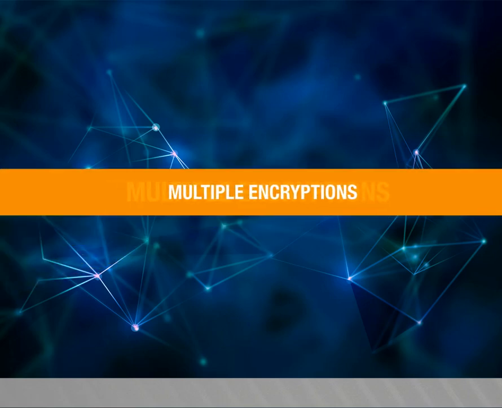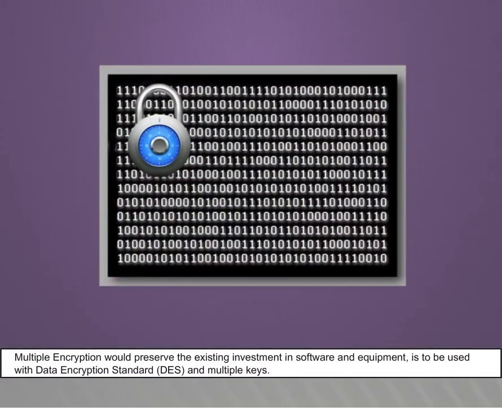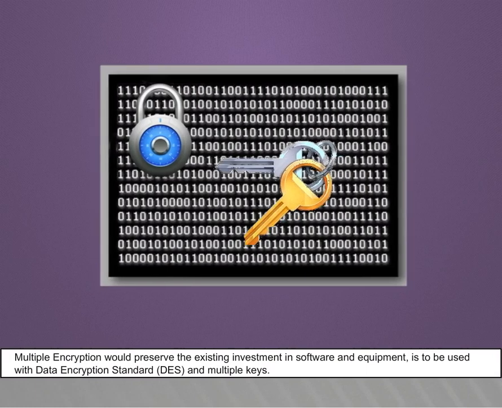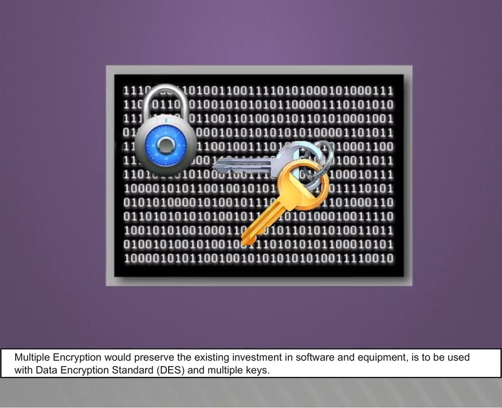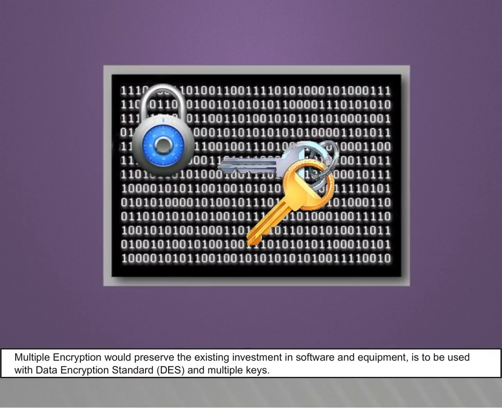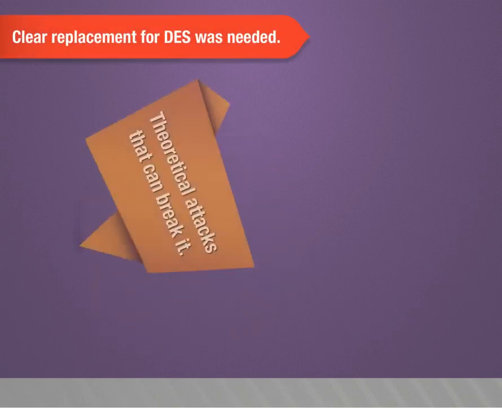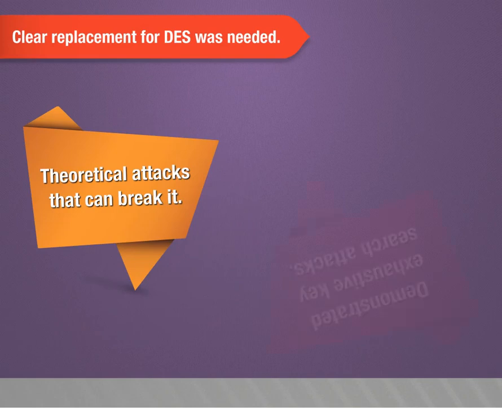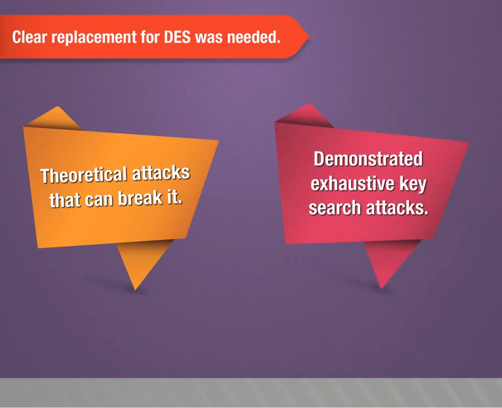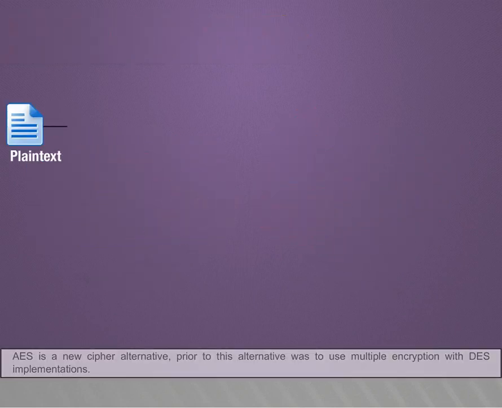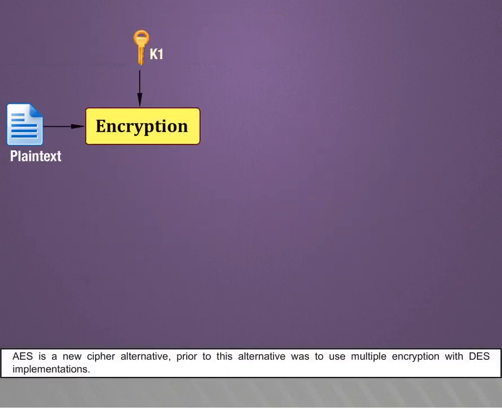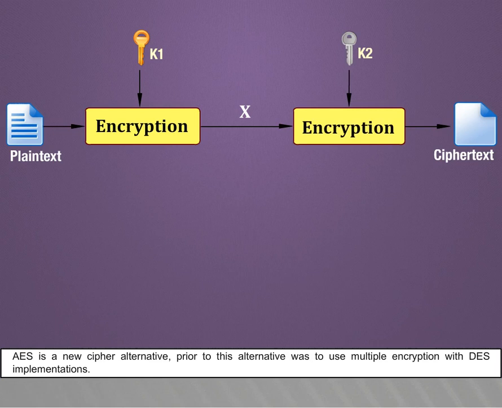Multiple encryptions. In this video, we are going to learn about multiple encryption. Multiple encryption would preserve the existing investment in software and equipment, and is to be used with the Data Encryption Standard, DES, and multiple keys. A clear replacement for DES was needed: there are theoretical attacks that can break it, and demonstrated exhaustive key search attacks. AES is a new cipher alternative. Prior to this, the alternative was to use multiple encryption with DES implementations.